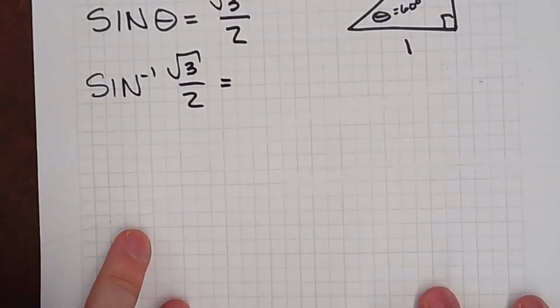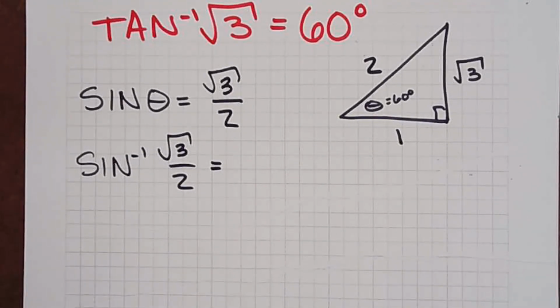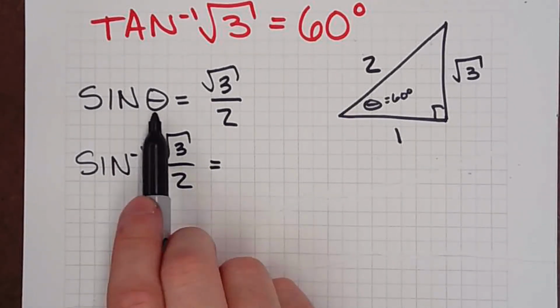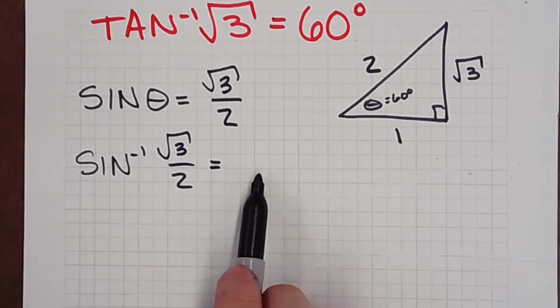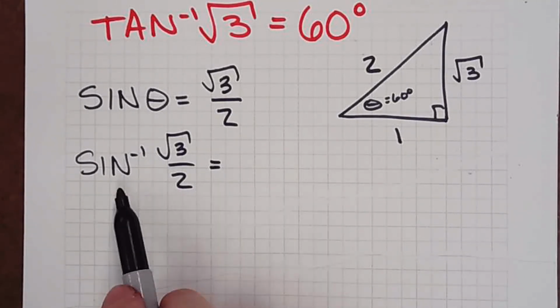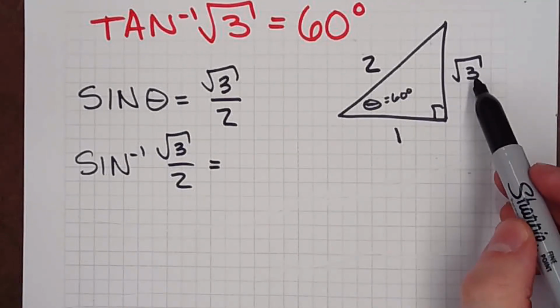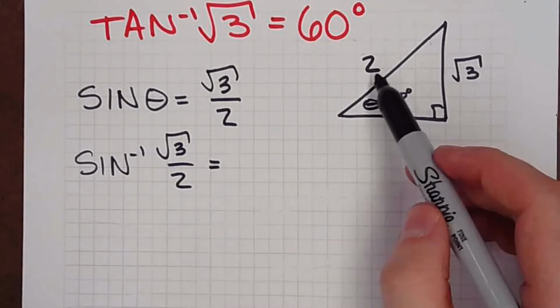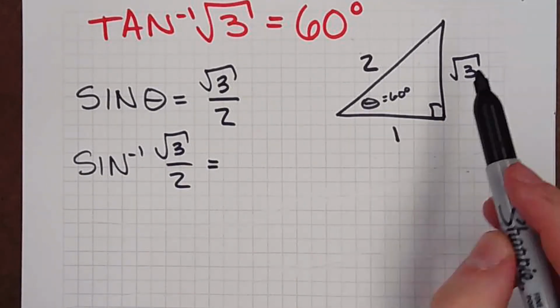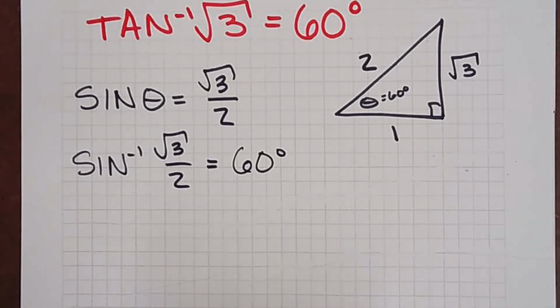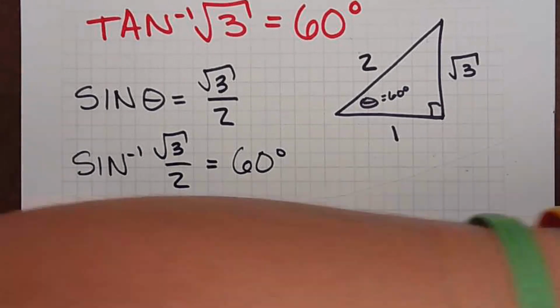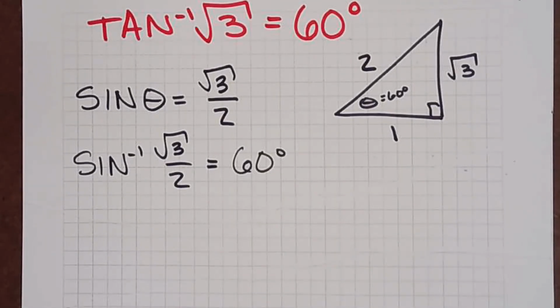Brainbuster. Sine inverse of root 3 over 2. Remember, sine takes an angle and gives you the side lengths. Sine inverse takes the side lengths and gives you the angle. So what's the angle you get when you have an opposite of root 3 and a hypotenuse of 2? What's the angle you get? 60. 60. All right, let's take a look at the homework.